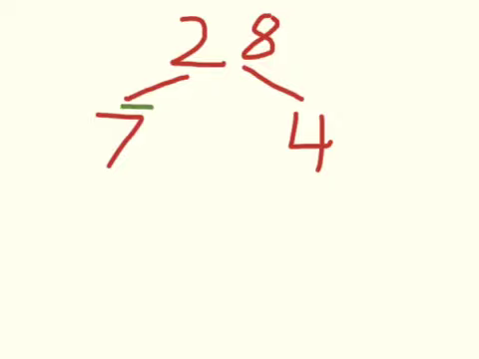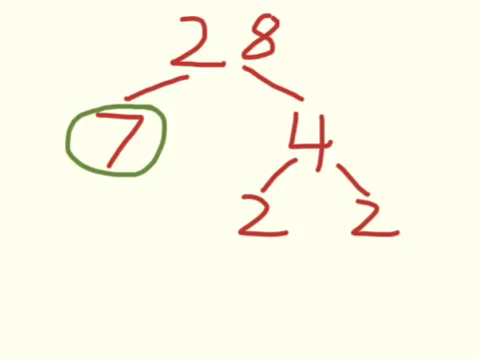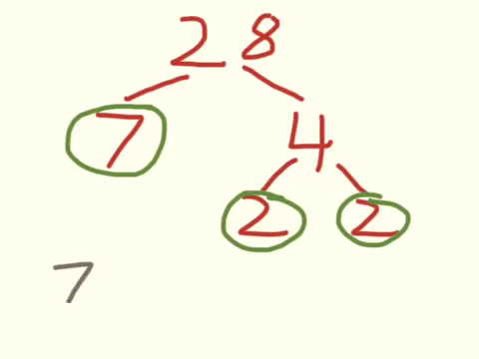7's a prime number, so we're going to circle it. 4 is not a prime number. We're going to have to keep breaking that down. How can you multiply to get 4? 2 times 2. Are either of those prime numbers? Yeah, 2 and 2. Those are both prime numbers. So the prime factorization of 28 would be 7 times 2 times 2. That equals 28.